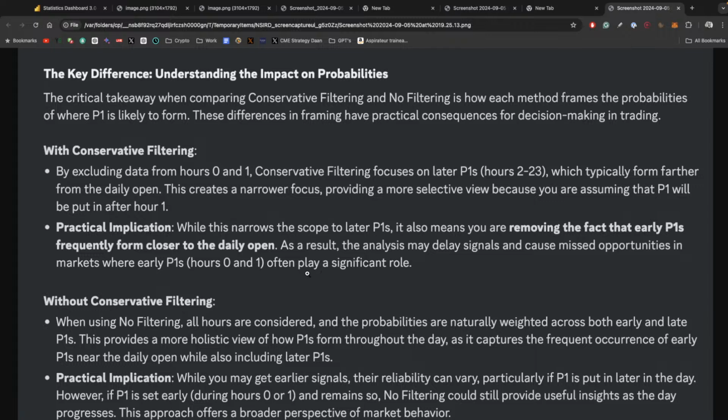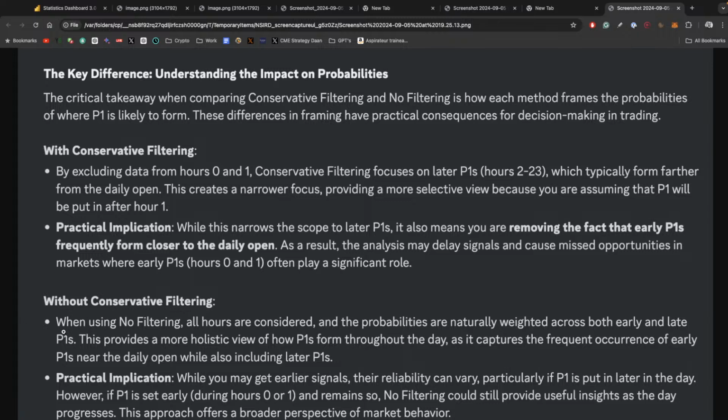So this might already lead you to a conclusion why sometimes it might be better to use it, because we know hour 0 and 1 happen most often. And what we know is that if we use conservative filtering, we are removing that piece of information, right? We're removing the fact that early P1s frequently form close to the daily open. If you use conservative filtering and P1 is after hour 1, the data basically does not take into account the sheer fact that P1s actually occur often at hours 0 and 1.